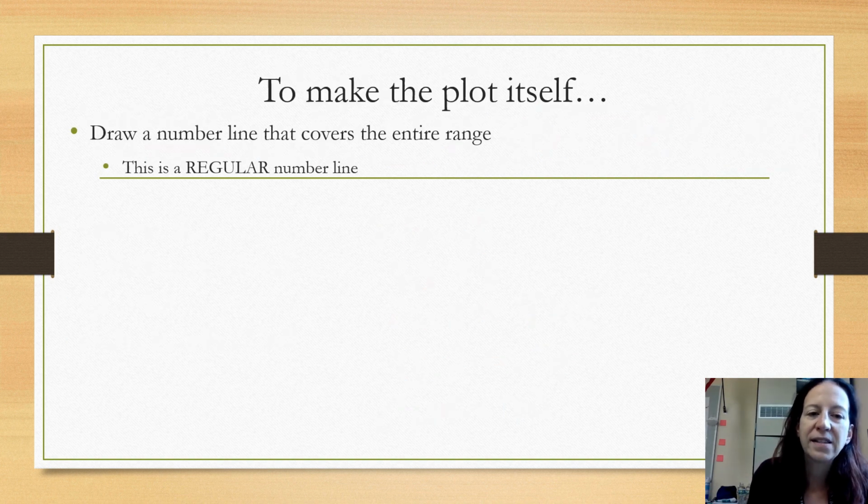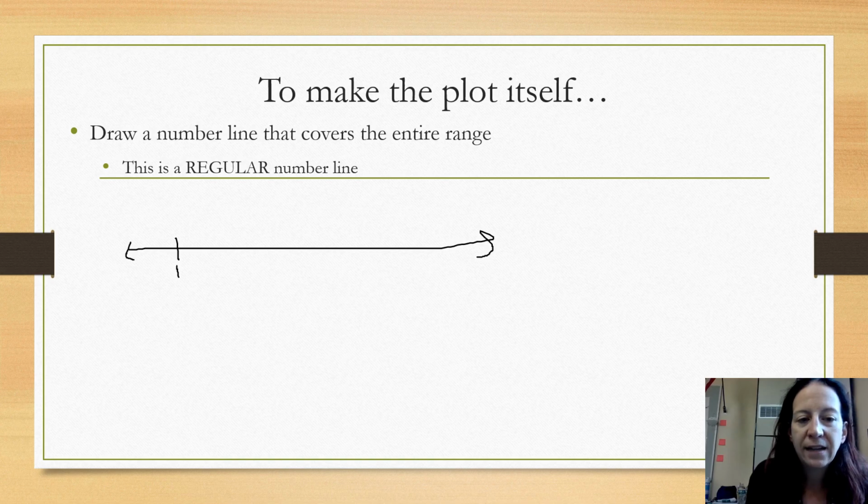To make the plot itself, draw a number line that covers the entire range. By that, you mean that your number line has to go at least from the smallest number in your data set to the biggest number in your data set. It is a regular number line. I want to be clear what I mean by that, because I see this mistake so often and I try to be really, really clear about it, okay?